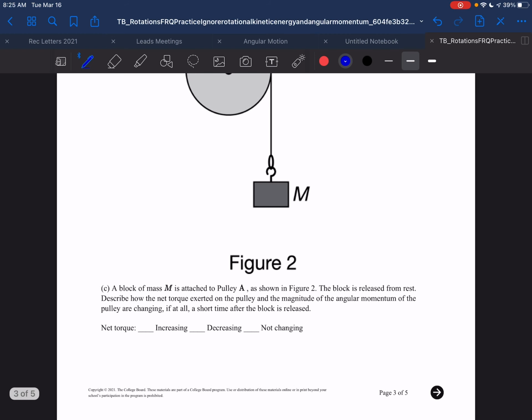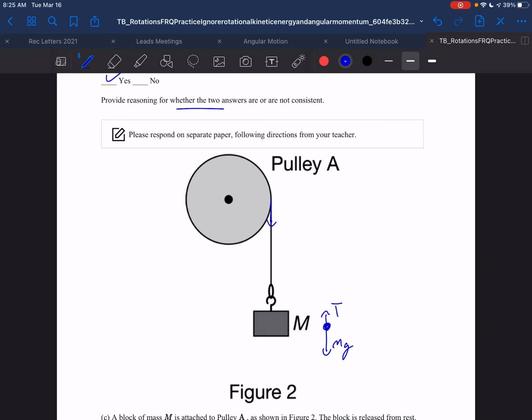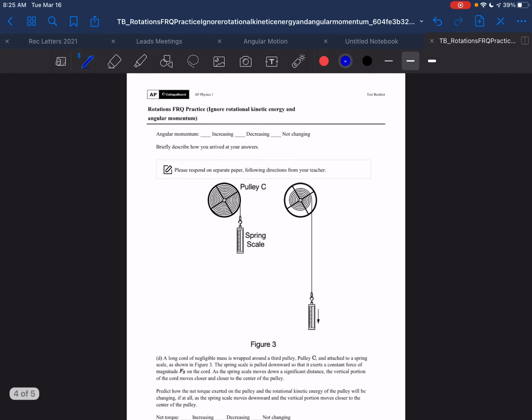Okay, for the next part, we are attaching a block, and the block is released from rest. Describe how the net torque exerted on the pulley and the magnitude of the angular momentum change. We're not worried about angular momentum, but the net torque is not changing while the block is released. If we think about it, this thing will have a constant acceleration, and the tension force will be constant. And if the tension force is constant, then the net torque on the pulley will be constant.